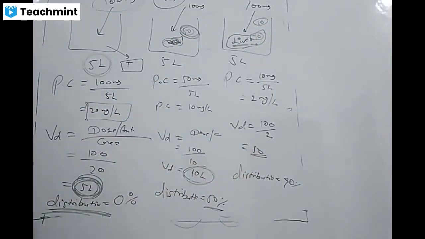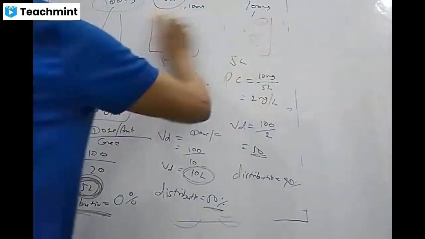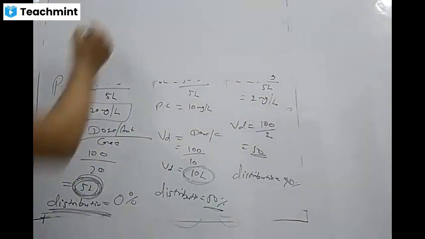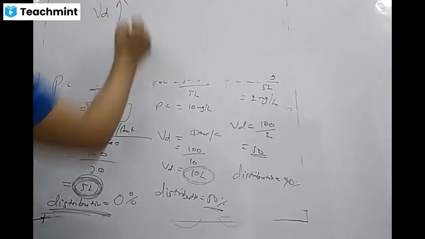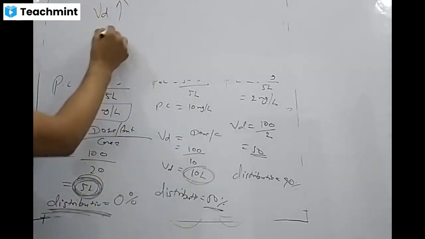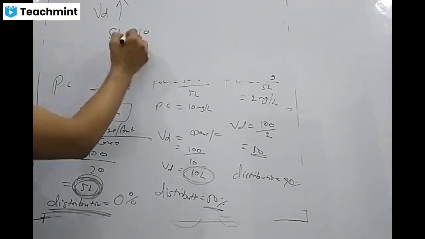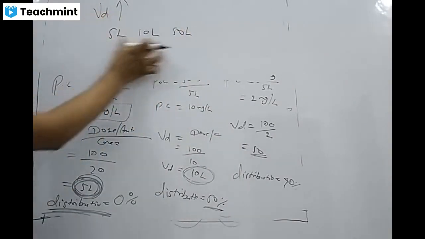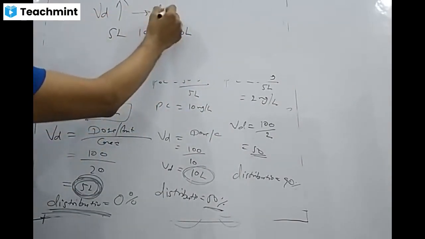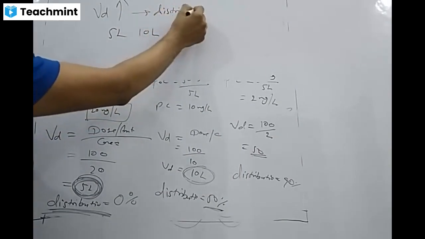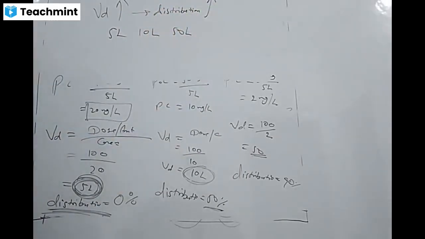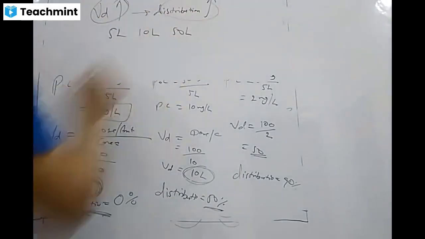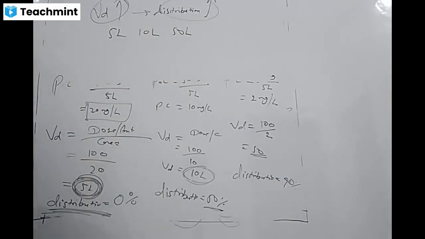So what is the conclusion of this concept? If you look at all three cases, as the VD increases, from 5 liters to 10 liters, then 50 liters, distribution also increases. It means more VD, more distribution. Less VD, less distribution.